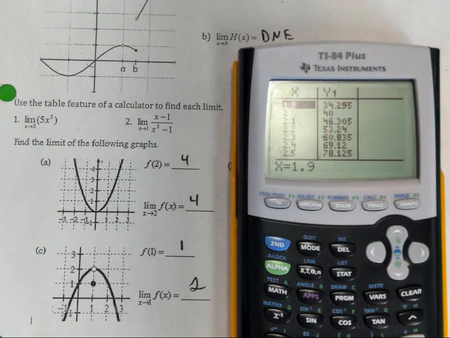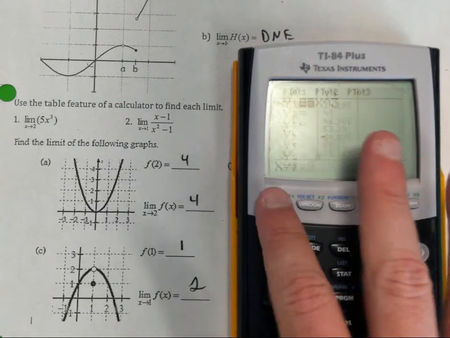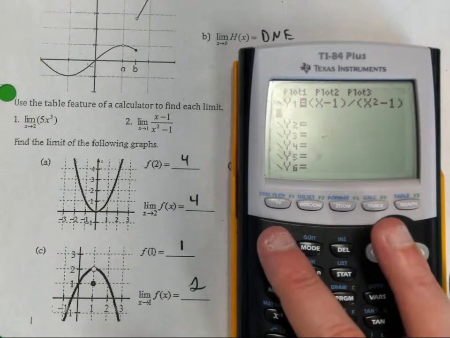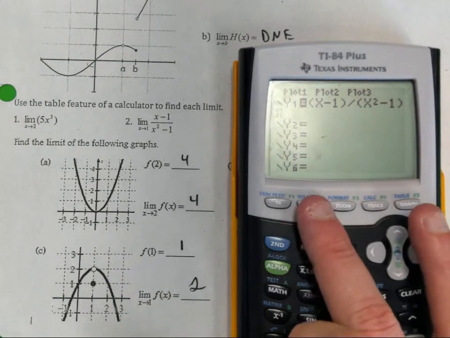All right. Now, let's look at number 2. I want you to look at the structure on 2. I just want you to not say anything. I just want you to look at the structure, because I'm going to ask you a question in a minute. I'm going to go back to y equals, and I'm going to type in x minus 1 divided by x squared minus 1. Now I'm going to hit second table set.